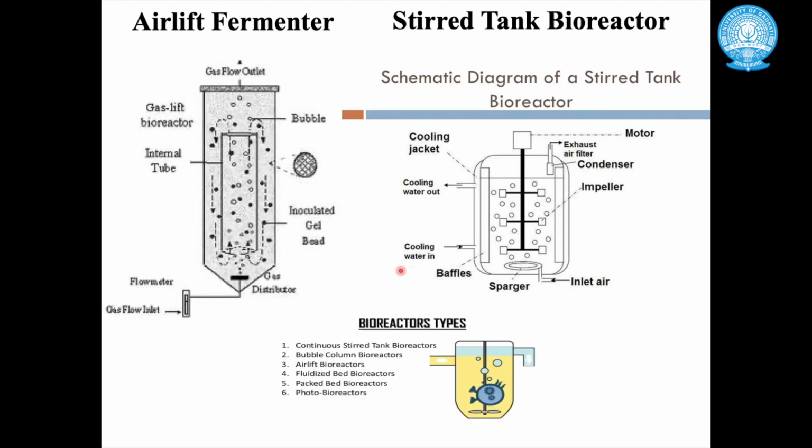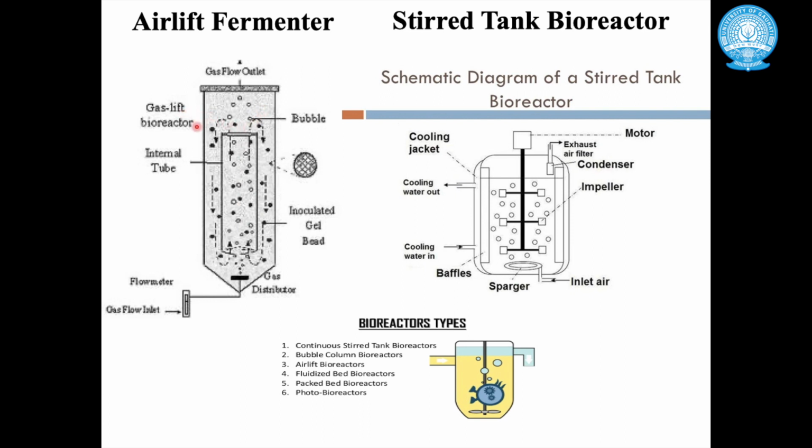So there are some examples of fermenters. This is the airlift fermenter, which is quite different from that of a stirred tank bioreactor. And in this case, in the airlift fermenter, what you see is air is sparged from below, and it keeps on circulating to the above and again below. So there is a circulatory mechanism here in the airlift fermenter.